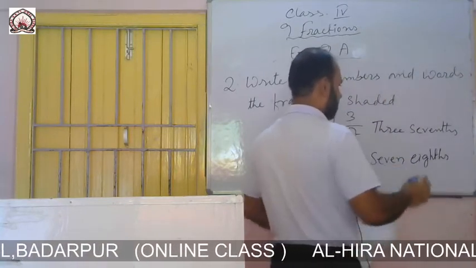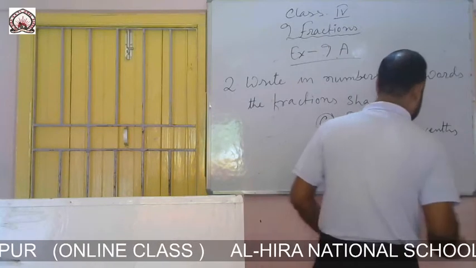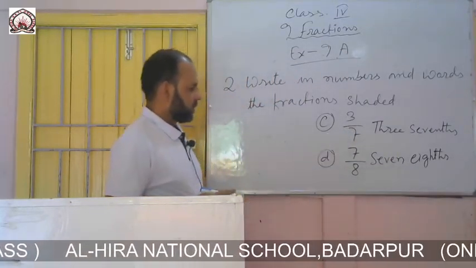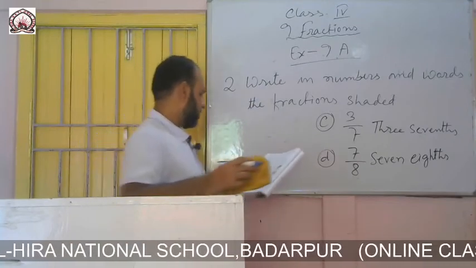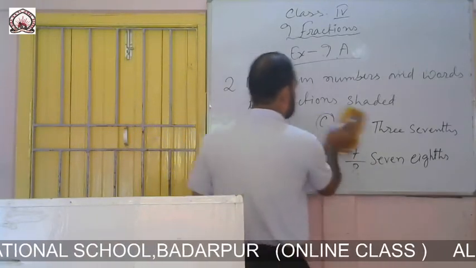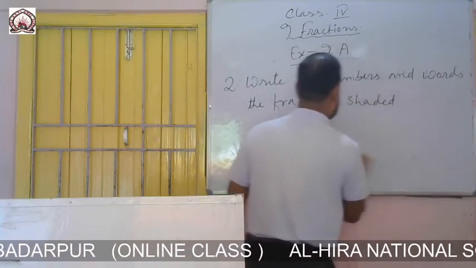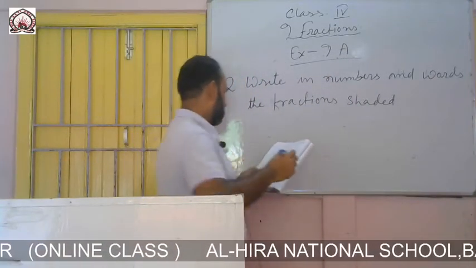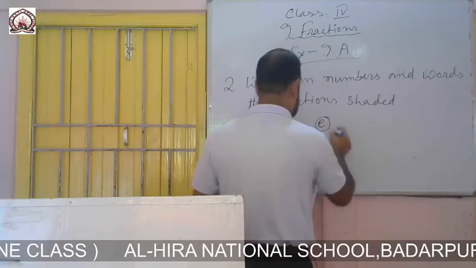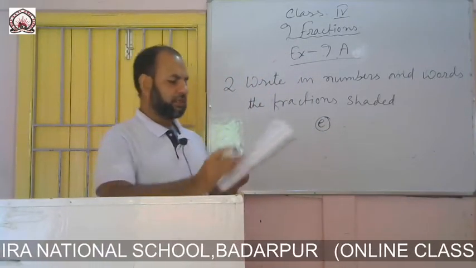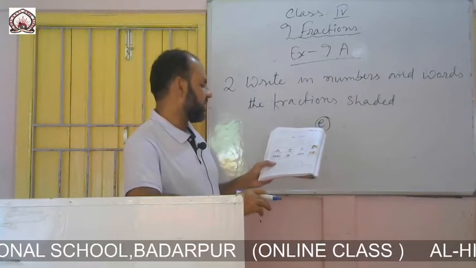Seven eighths. Next, question number E. Here in this picture, how many triangles are there?